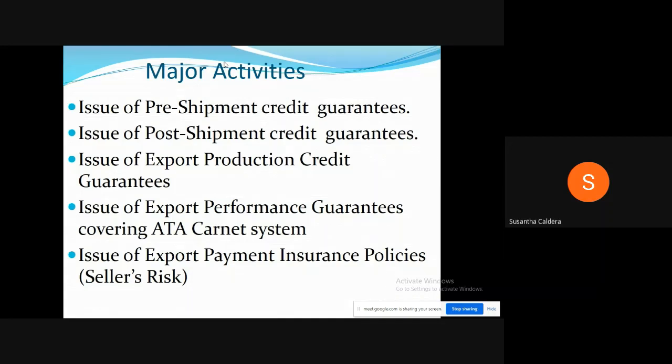The major activities of the Sri Lanka Export Credit Insurance Corporation. Now you must be asking, why do you want to go to the Export Credit Insurance Corporation when we are doing the insurance? It's a must to do marine insurance when we are importing or exporting goods. Why should we go to the Export Credit Insurance Corporation? Can somebody elaborate on that?